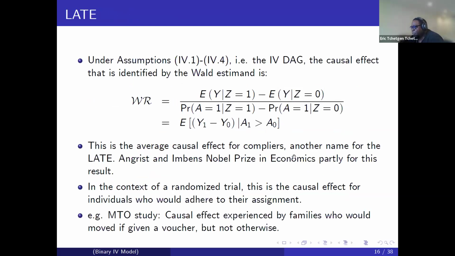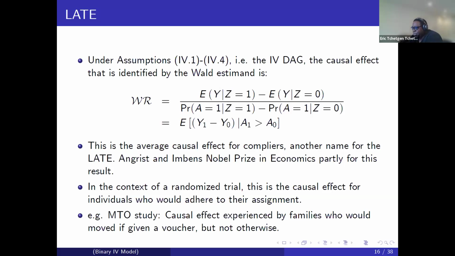Angrist and Imbens received the Nobel Prize in Economics a couple of years ago, partly citing this result as one of the reasons why they received their well-deserved award. And so this is a highly acclaimed result that revolutionized how people thought about IVs before, and as a non-parametric quantity.